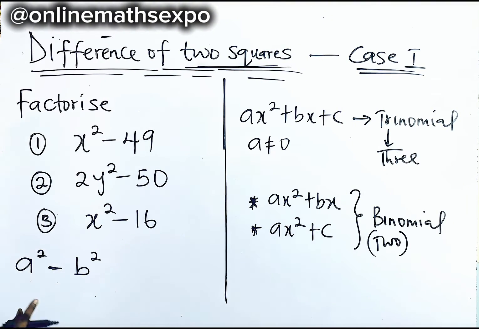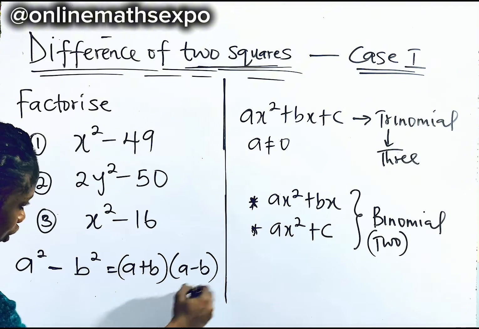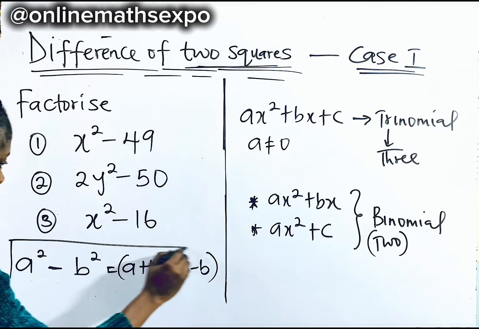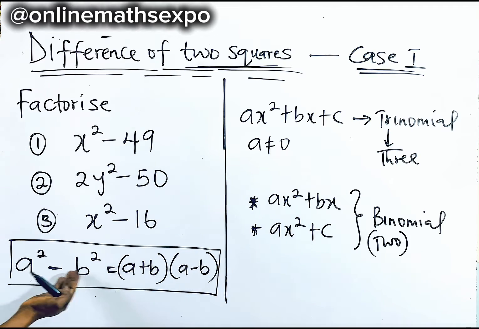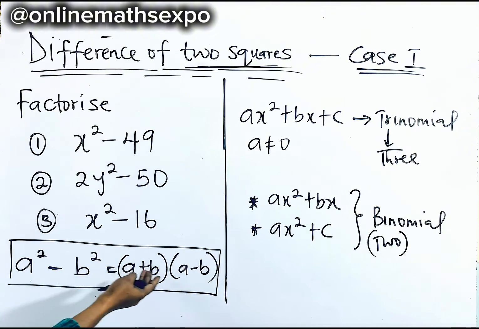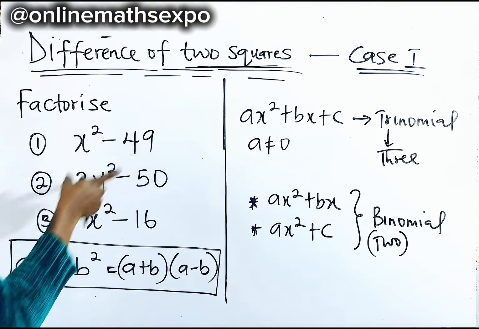You see, when you have an expression of this form, you have to remember this is the same as A minus B. That is difference of two squares. Did you see? So this is that difference of two squares. So each time you have an expression of this form, you can apply this rule. Now we're going to use this rule to simplify or to factorize these questions.